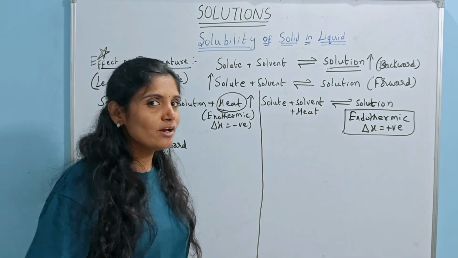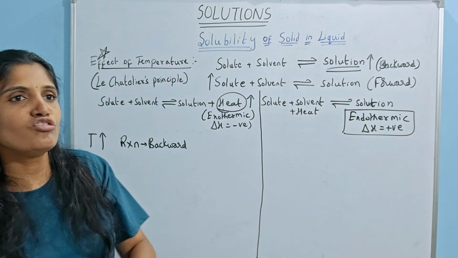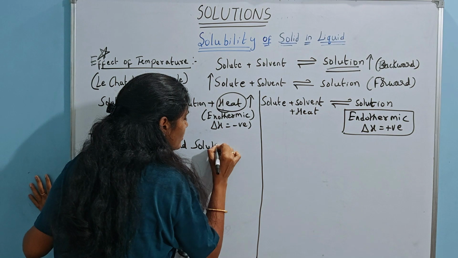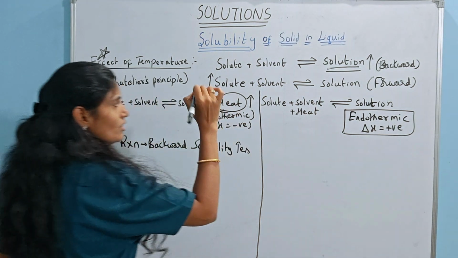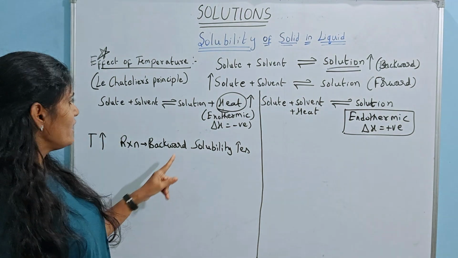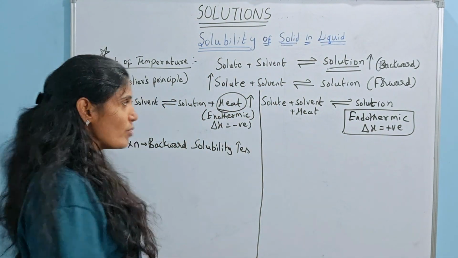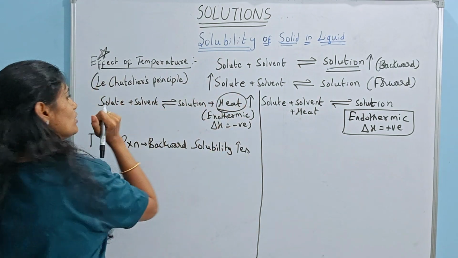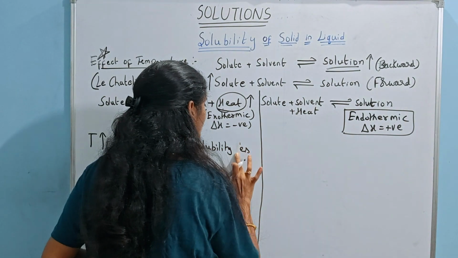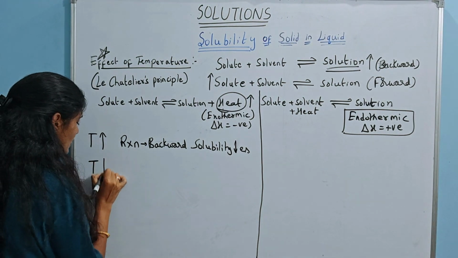When the solute is getting crystallized out from the solution, I say the solubility is decreasing, because solubility is the solute going into the solution, but here the reaction is going in the backward direction. So I can say the solubility decreases. Clear with this? So when I increase the temperature, the heat on the right hand side is increased and the equilibrium is disturbed. To nullify that change, the reaction will go in the backward direction, which is crystallization. So the solubility decreases.